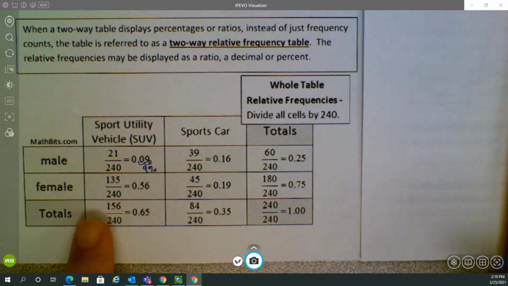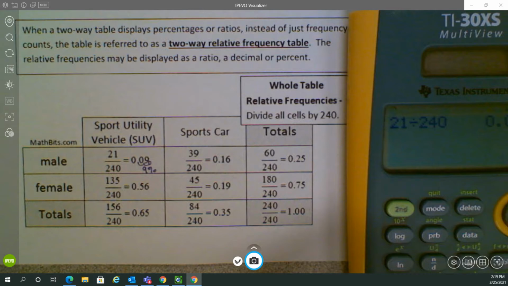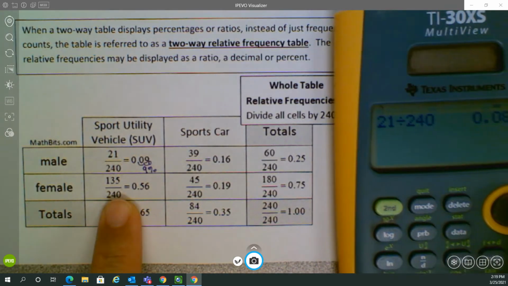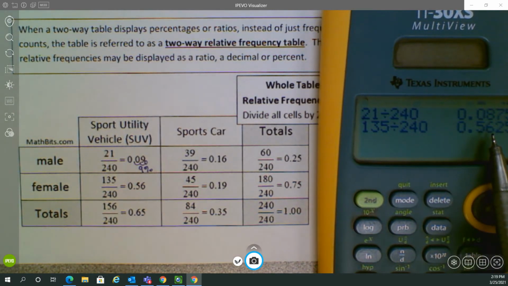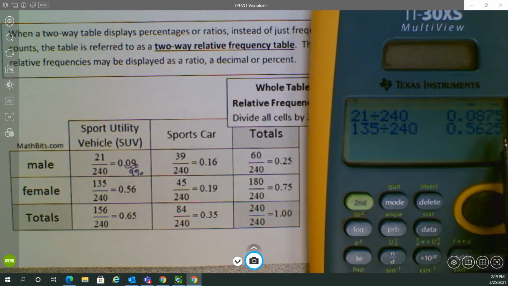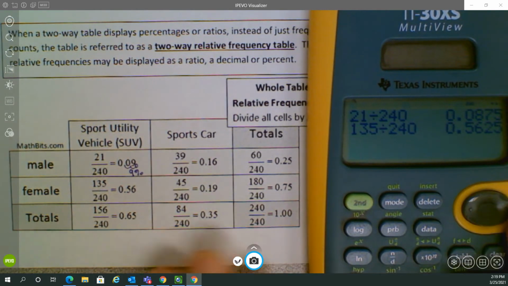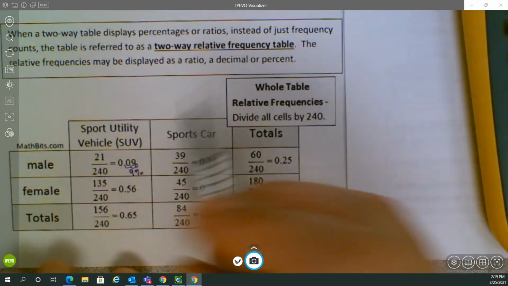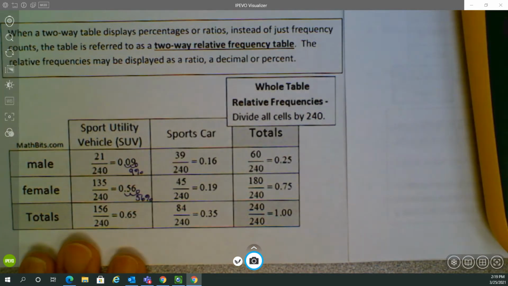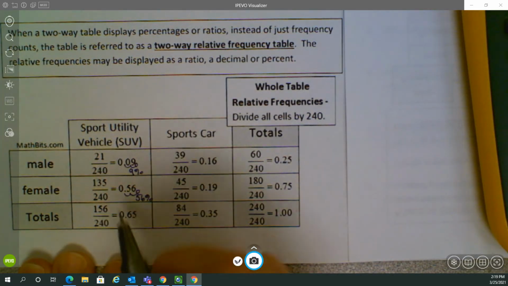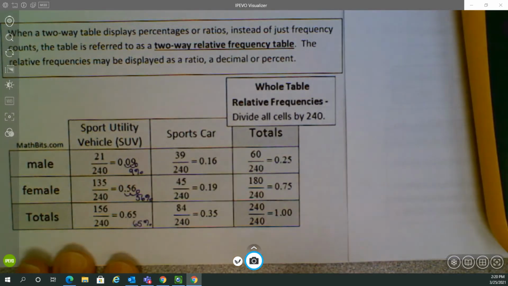For females that drive an SUV, we're going to take 135 divided by 240. And notice again, we are only concerned with 2 decimal places, the hundredths place. So this will become 0.56. And again, we're going to shift 2 decimal places. So this is 56%. 156 divided by 240 is 0.65, which becomes 65%.